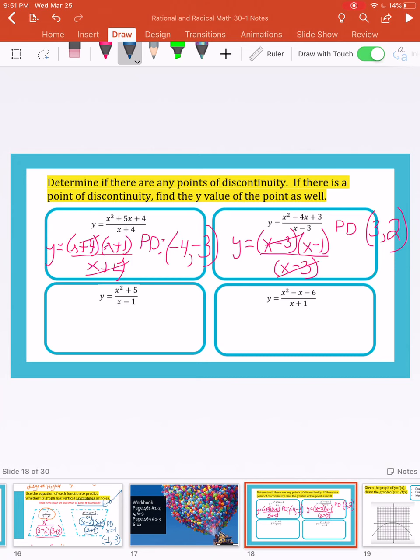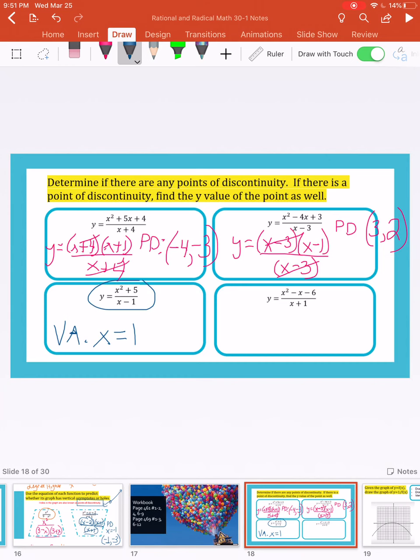All right, this next example, it might seem tempting, but you can't actually factor x squared plus 5. So that means there are no common factors for me to cancel out. So there are no points of discontinuity. But I do have a vertical asymptote because I have x minus 1 on the denominator. So that means my vertical asymptote would be x equals 1.